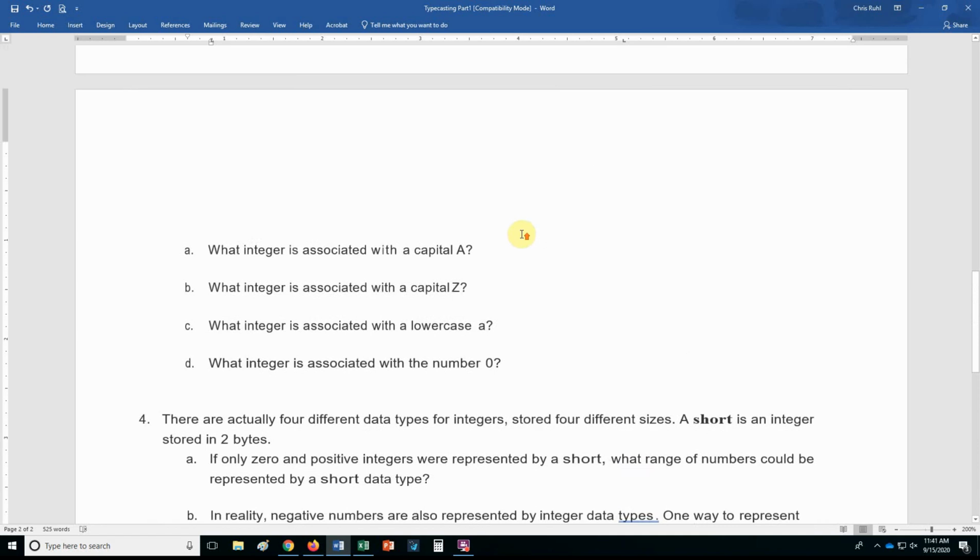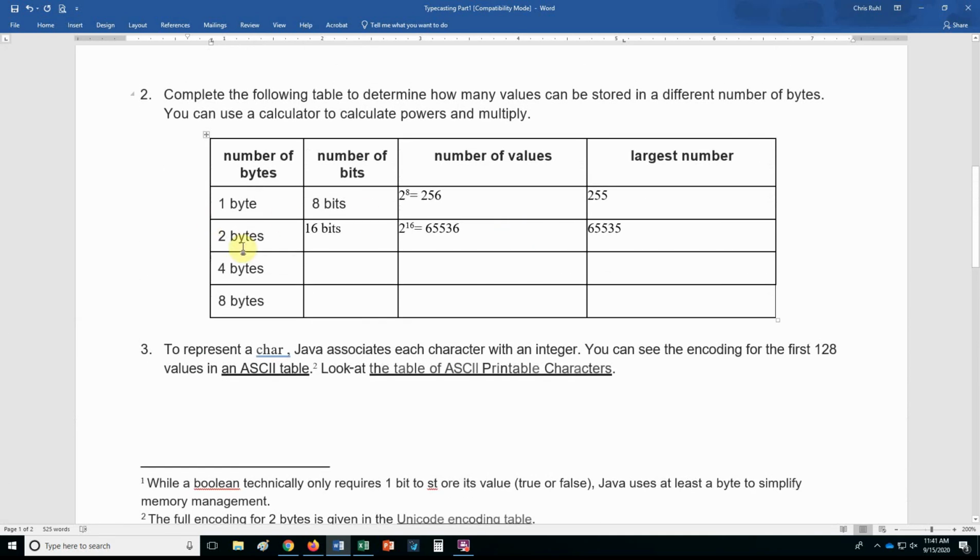So let's take a look up here. We said it was 2 bytes. We have this many values. This is the largest number, but these are all positive. How do you get the most negative and positive numbers so that you have the same number or close to the same number of positives and negatives? You only have this many to work with. So divide it by 2 might work.